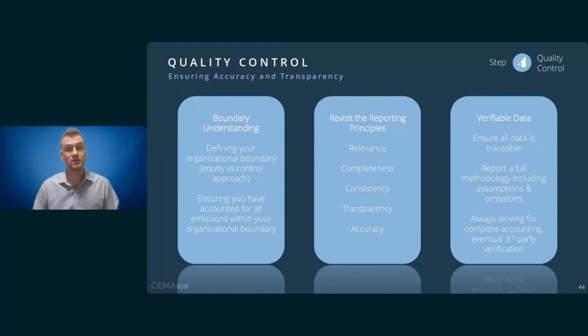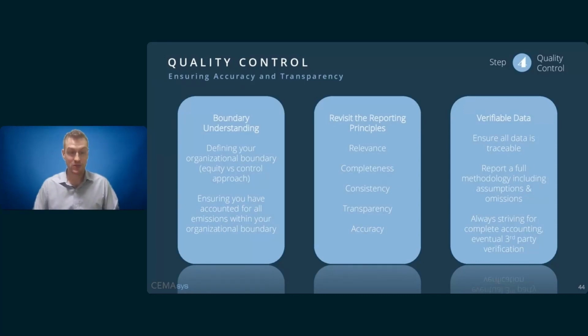Finally, ensuring all data is verifiable, making sure that there is a trail available in your records so that you are able to produce proof, if needed, of all consumption data and a record of all calculations, assumptions, and omissions within your methodology. Again, it is okay to not have a complete carbon accounting in year one, but you should always be striving for that complete carbon accounting, which may then eventually be verified by a third party through this traceable audit trail you've collected.